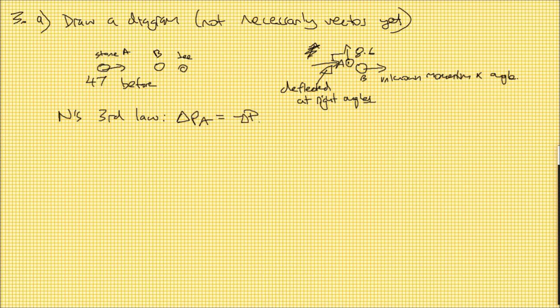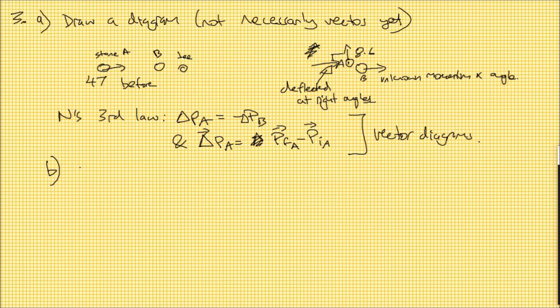and you add the two together, nose to tail, and you get the change in momentum, which should be a long arrow pointing mostly to the left but somewhat down. B. Calculate. So that should be a triangle, of course.